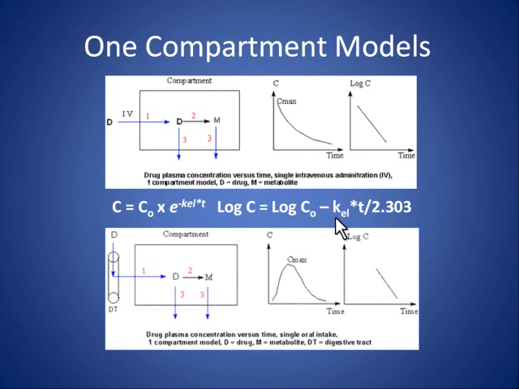The slope of this line can provide us with the elimination constant KEL if we divide by the value 2.303. Extrapolating the slope of this line back to the abscissa provides us with the concentration within the compartment at the time of injection, or C sub 0. An important point here is that when all plasma concentration data fits a single straight line on this type of semi-log plot, you know that the system is behaving as a single compartment system.